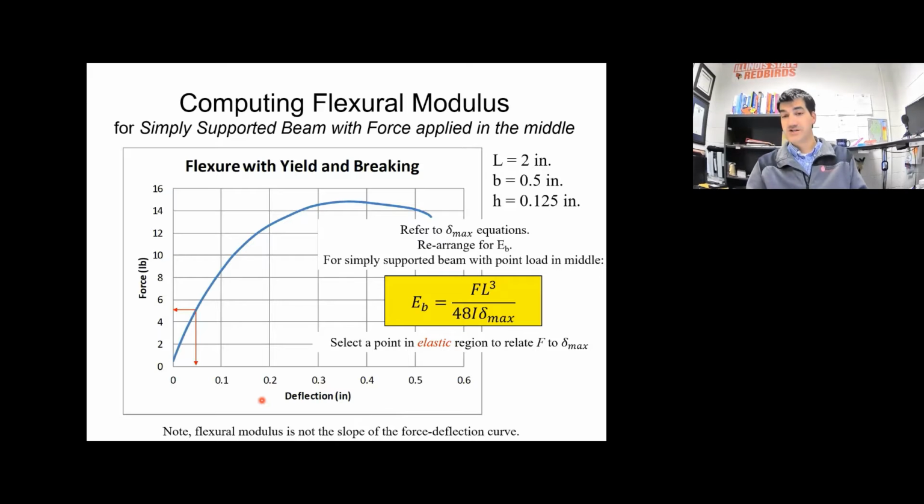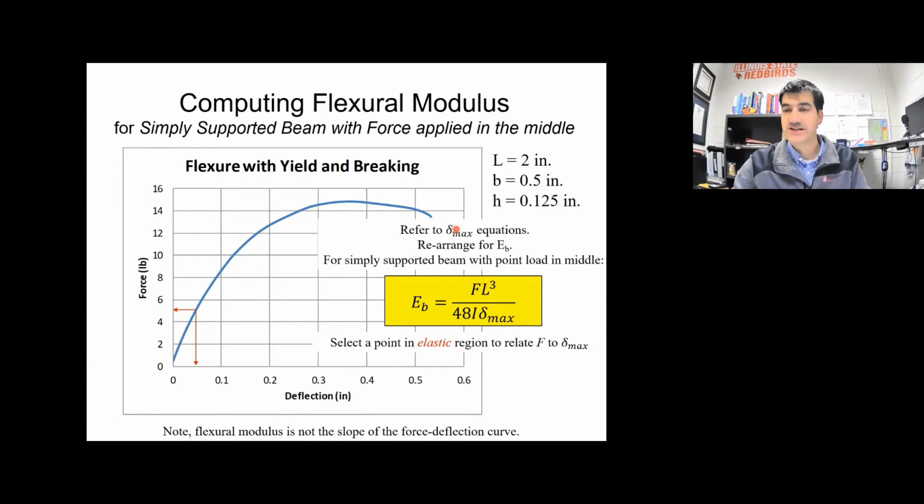So the only equations that have E sub B, the flexural modulus, in them are the deflection equations right here, solving for the maximum deflection. So we need to find the maximum deflection equation for a simply supported beam with a force applied as a point load in the middle. And if you look in your notes or look in the video from last time, you'll see that the equation for that is the maximum deflection equals 1/48 times FL cubed divided by EI, the flexural rigidity.